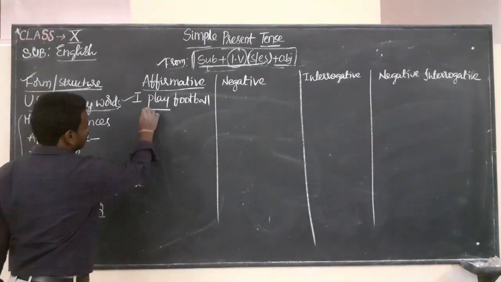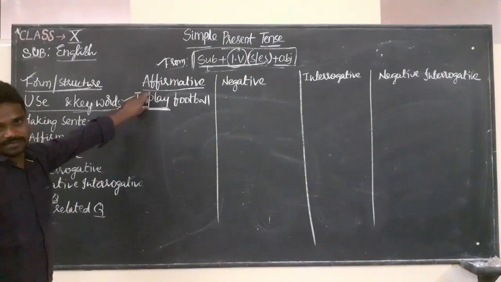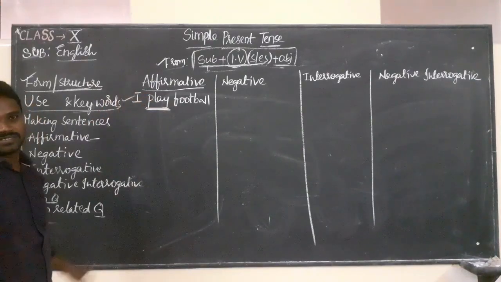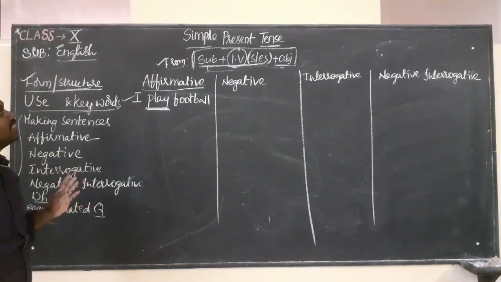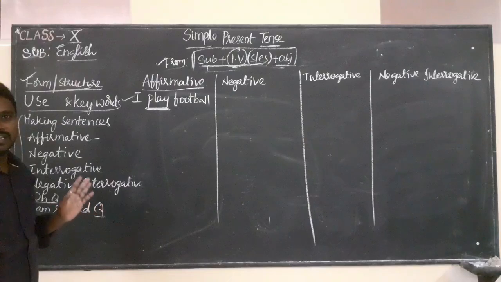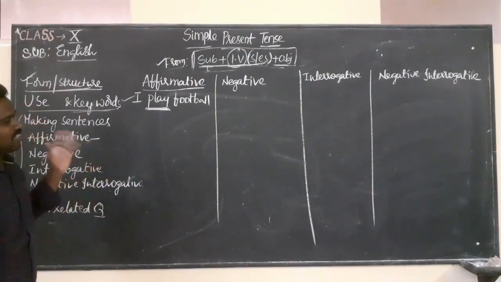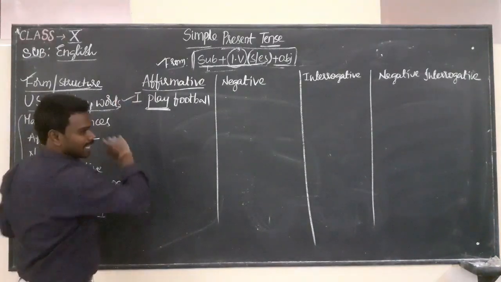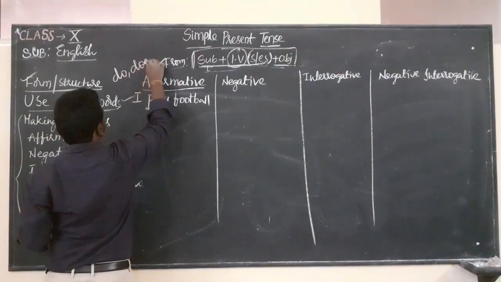I play football. In this sentence, play is a main verb. So we cannot make a negative sentence directly with it. When we want to make negative sentences in simple present, we need helping verbs. In simple present tense, the helping verbs are do or does.